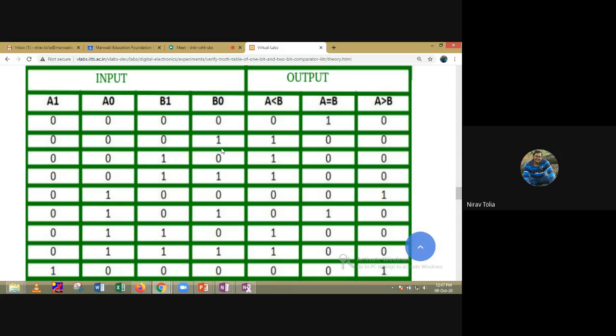0110, again my A is less than B. 0011, again my A is less than B. Now 0100, for 0100 A is greater than B, and for 0101 my A is equal to B. In the same way you have to check each and every time A1 A0 and B1 B0, and then you have to make the truth table for A equal to B, A less than B, or A greater than B.